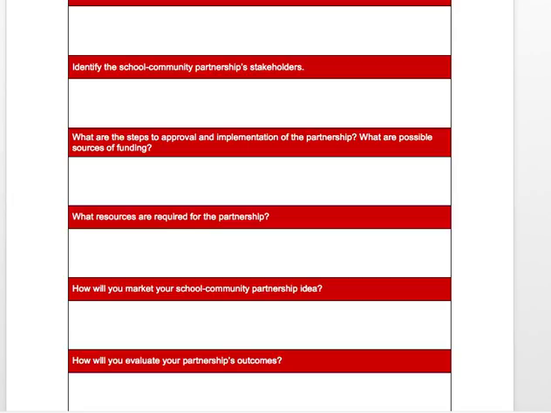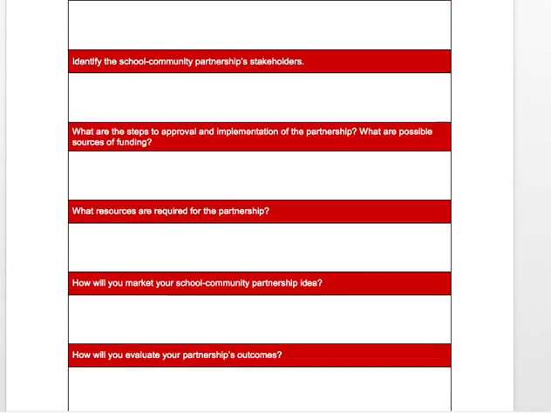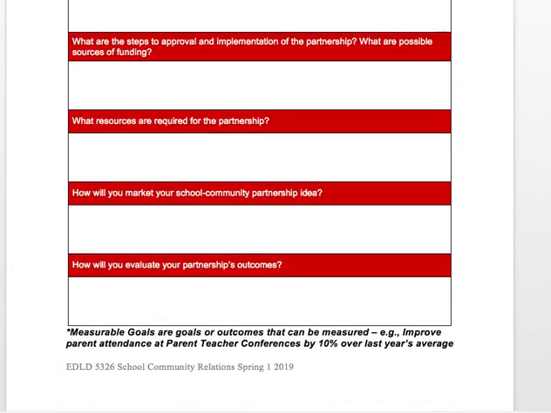Where are your sources of funding going to come from? Do you already have designated money for school community partnerships? Is there a community member that's going to help donate funds? Where are the places that you're going to find funding? What resources do you need? Do you need a place to hold meetings? Are you going to need refreshments? Are you going to need some kind of handouts if you're going to be doing something? Whatever you need to make sure that your partnership comes off.